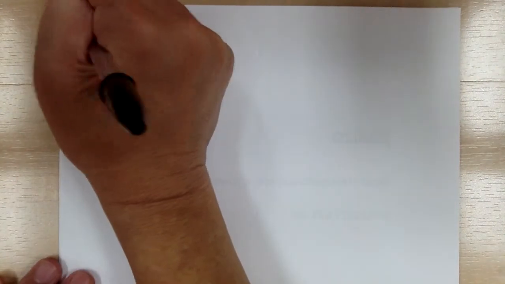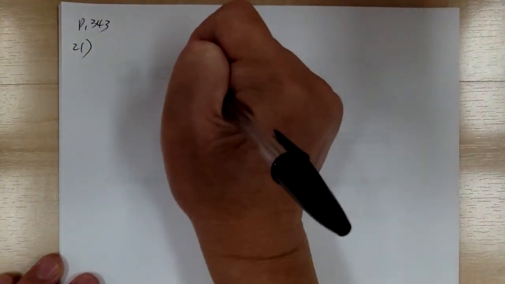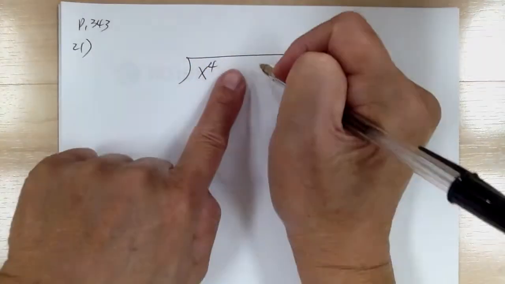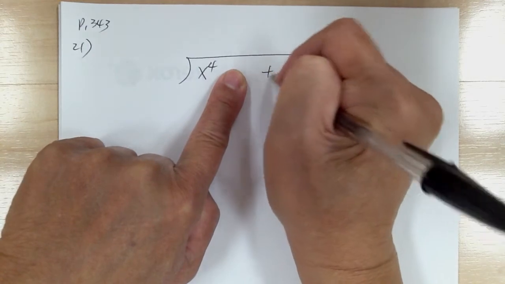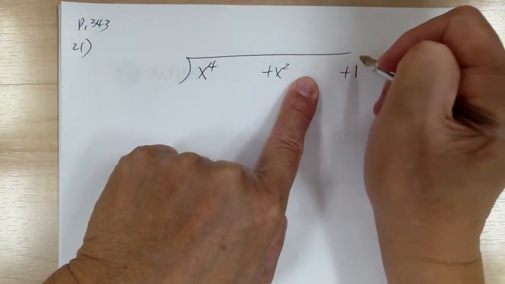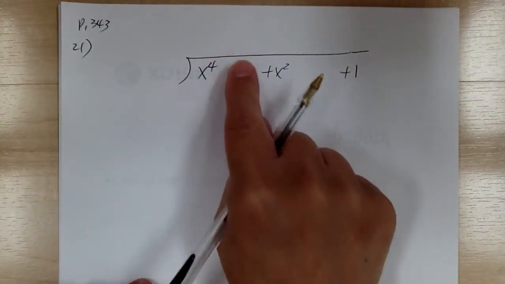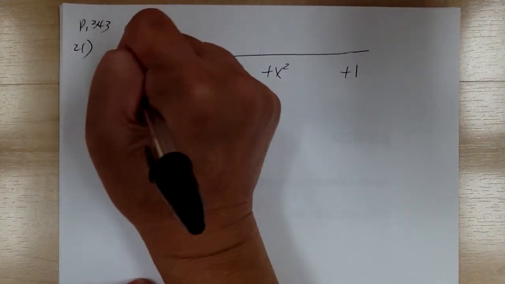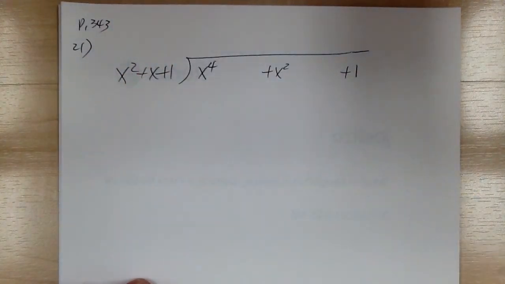Okay, let's go to the next one. Okay, you've got x to the 4. You can skip a space for x to the 3 plus x to the 2. Skip a space for the x to the 1. So you have x to the 4, x to the 3, x to the 2, x to the 1, and no x. And this one you get x squared plus x plus 1.